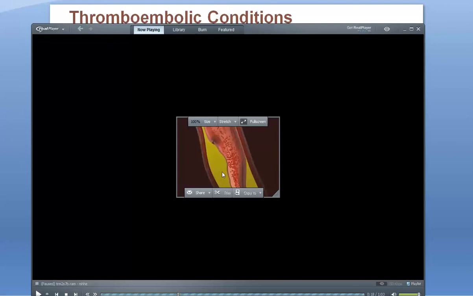That is the thrombus right there. It's causing thrombosis, which is occlusion of the vessel. If part of this plaque ruptures, a thrombus forms and may grow and occlude the vessel. The thrombus detaches, causing an embolism, obstructing the blood flow through the artery.